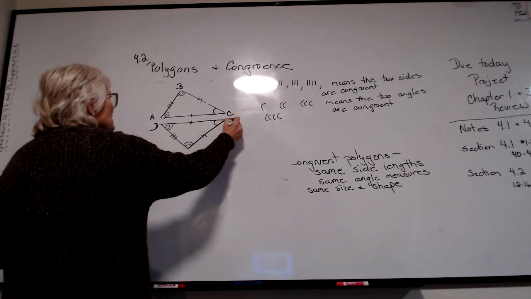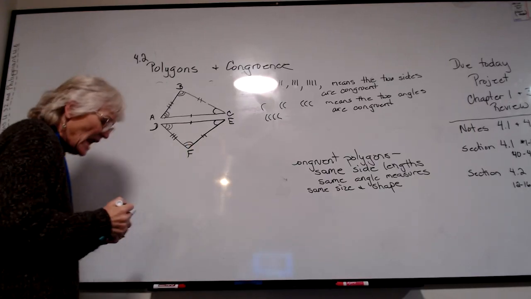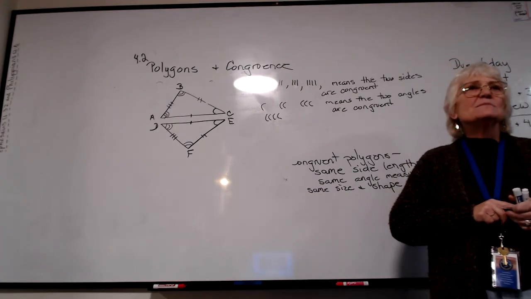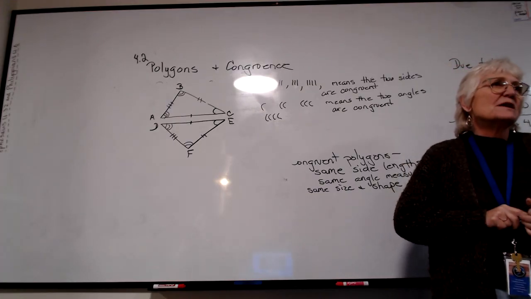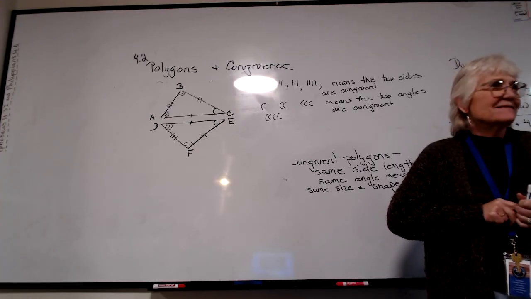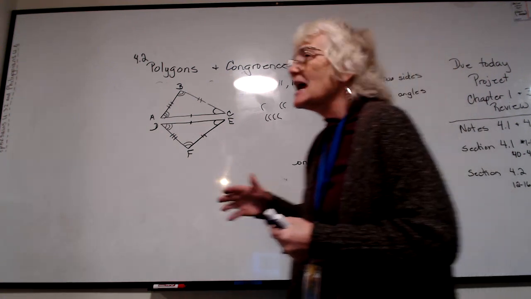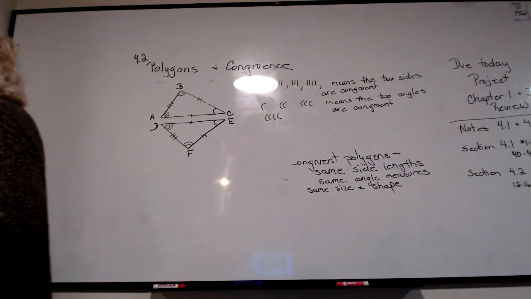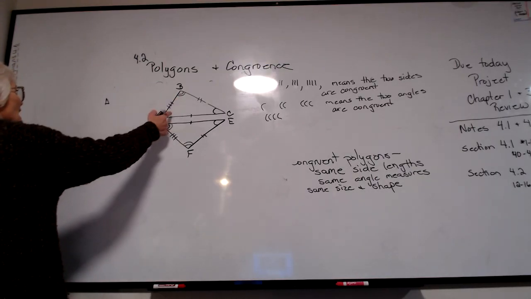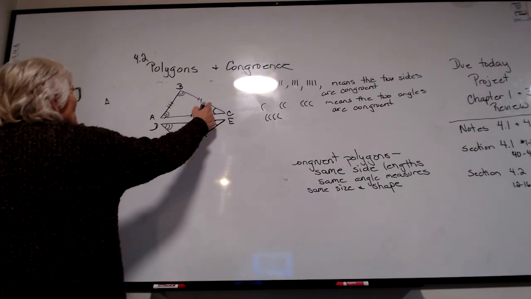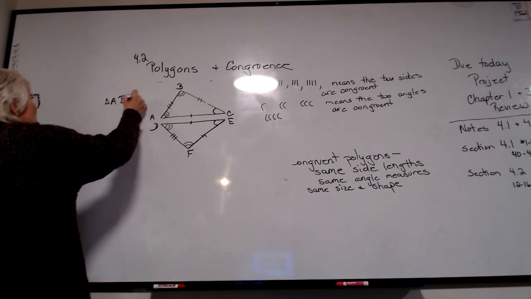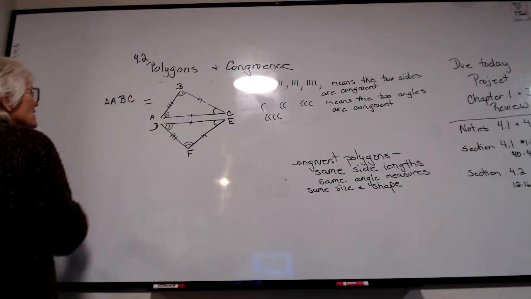D, E, F, okay? If you look at these, corresponding parts must be named in the same order as the corresponding parts on the other triangle. What do I mean by that? Okay, so if I'm looking just at the angles, when I write the names of the triangle, this triangle up here, I'm going to name it ABC. A, B, C. So that's that triangle.